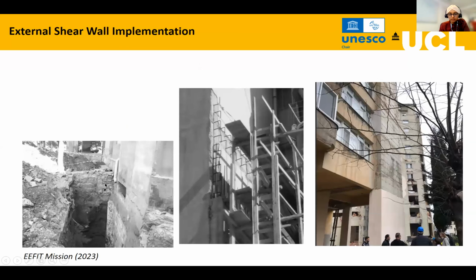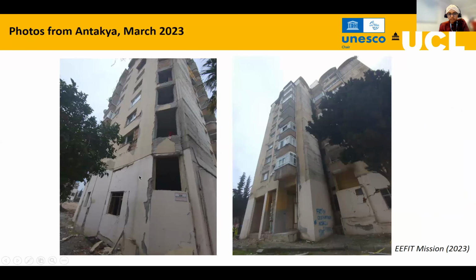So this was then implemented. Here are some photos during the construction stage, and this was after the earthquake. As you can see, the building is very much standing, and people were able to evacuate safely from the building. So the retrofit was intended for the life safety performance level of the expected earthquake at the location, which it was able to perform.